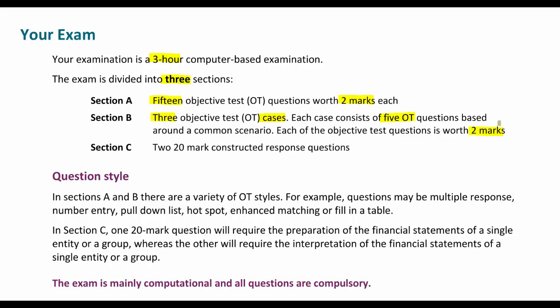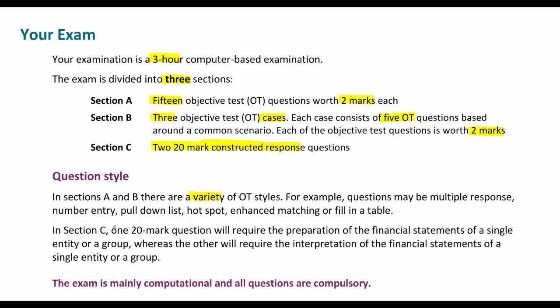Now, whereas sections A and B are marked by a computer, section C will be marked by a human being, and there will be 2 questions in section C, which are called constructed response questions. And this is where you will complete the answers in the ACCA software, which is quite similar to Word and Excel. Now, in terms of the style of questions, in sections A and B, there will be quite a variety of questions. So, for example, there'll be multiple choice, there might be pull-down lists, you might have to click on hotspots, and all of these different types of questions you will get to practice using your first in tuition materials.